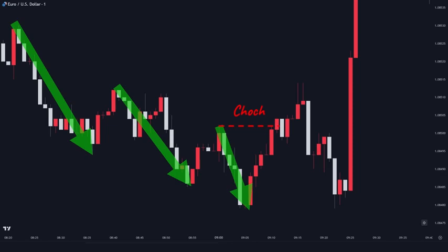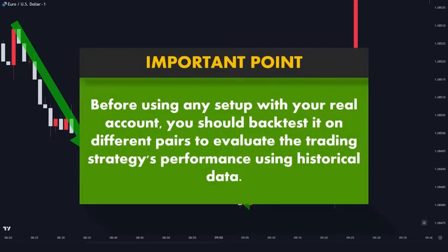Keep in mind that we always compare the latest impulse with the previous one on the chart. No matter what your entry strategy is, trading along with the dominant market direction will instantly improve your win rates and risk-to-reward ratio. But remember, before using any setup with your real account, you should backtest it on different pairs to evaluate the trading strategy's performance using historical data.